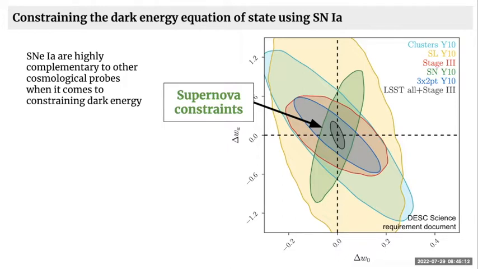And as you can see, the supernovae are presented in the green contour, and supernovae are one of the most complementary probes in this plot. And I really like this plot because it shows us that supernovae are extremely powerful when combined with other probes, and can really help us to understand the nature of dark energy. Next slide, please.